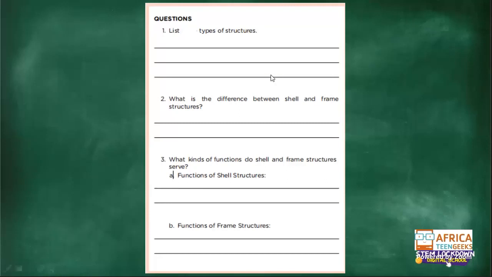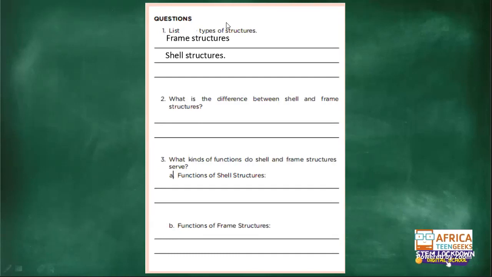Good. Shell and frame. Good. We talked about frame structures and we talked about shell structures. Good job. Okay, number 2. Now let's see what is the difference between a shell and the frame structure.